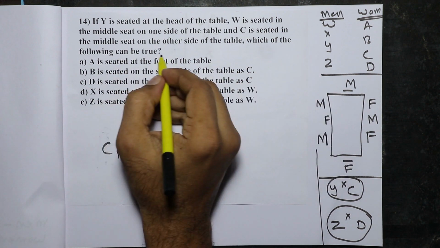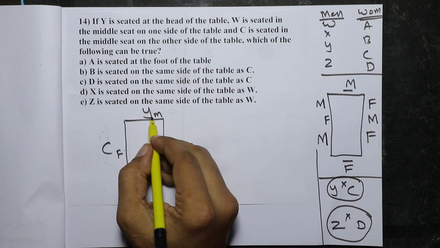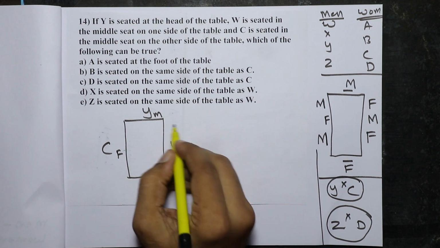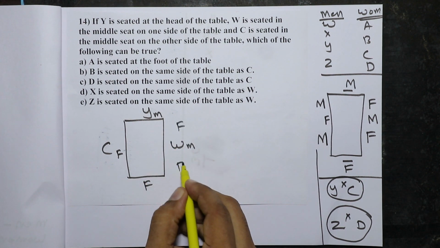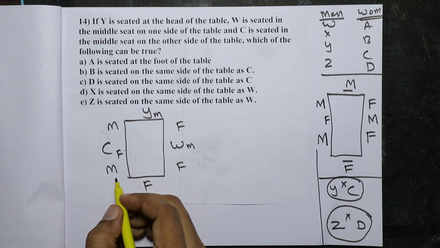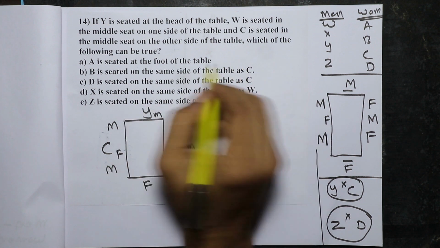Which of the following can be true? Now here at the head you have a male, so here you have a female. This has to be female, male and female. And this has to be male, female, male. Now you need to find out which can be true.